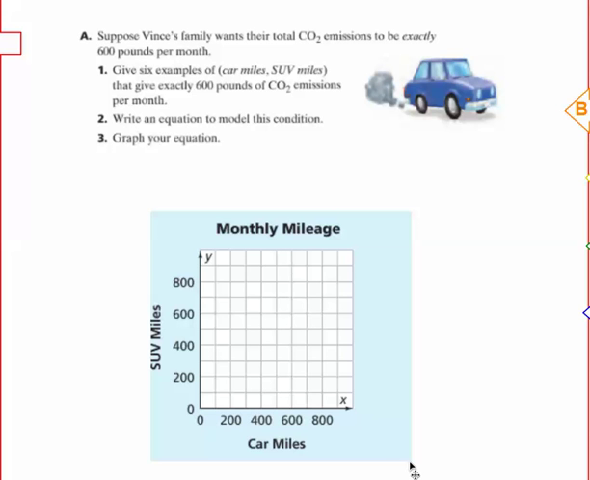Now today, we are going to take the idea of graphing an inequality to the next step. Yesterday, you had car miles plus SUV miles, and that had a total of 1,000 miles, right? And we didn't want to go more than 1,000 miles, so we turned it into an inequality. Well, now this problem is a little bit more challenging because now we're adding in the idea of producing CO2. And the car and the SUV do not produce the same amount of CO2. So our equation is going to be a little bit different.